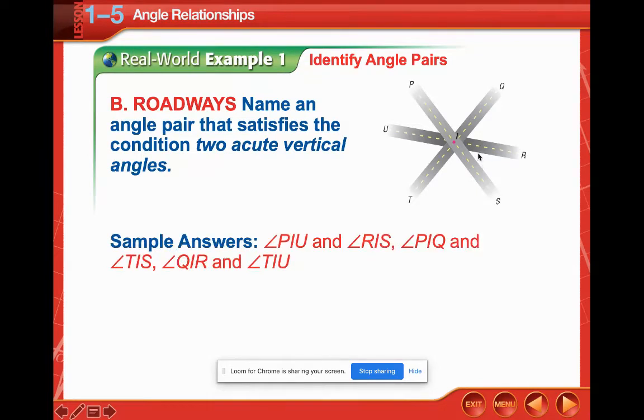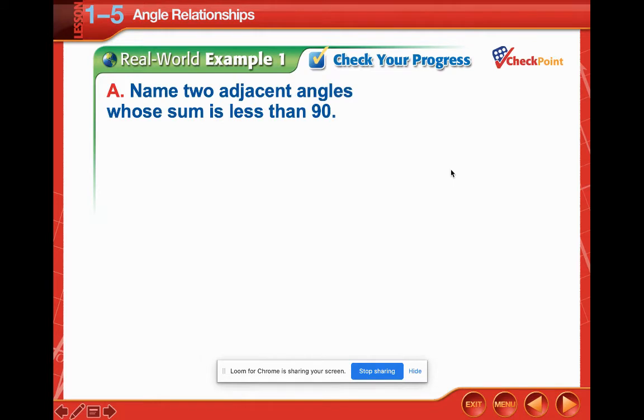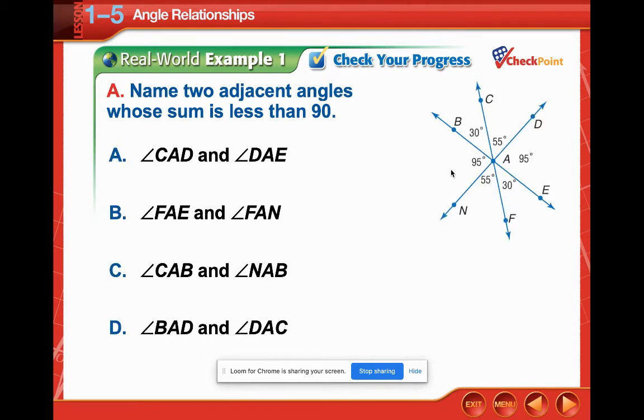Those are the big ones. Yeah. You got PIQ and TIS, QIR, and TIU. So essentially, it's just angles that are across from each other. All right, name two adjacent angles whose sum is less than 90 degrees.